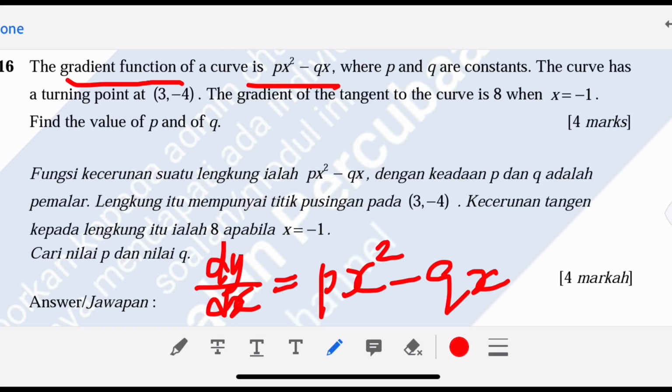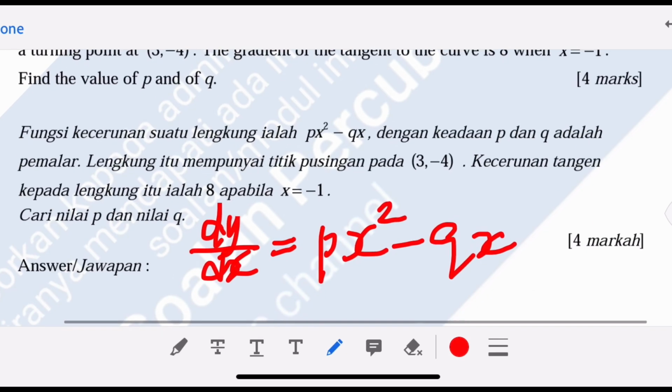You substitute into the dy dx, and there's a word turning point. When you see turning point, dy dx must be equal to 0. So you substitute dy dx equal to 0. You substitute x equal to 3 into the px squared minus the q times the 3, and you have an equation. Okay, so you can simplify p in terms of q or q in terms of p, and later they will give you another information, I'm sure, for you to come up with another equation.